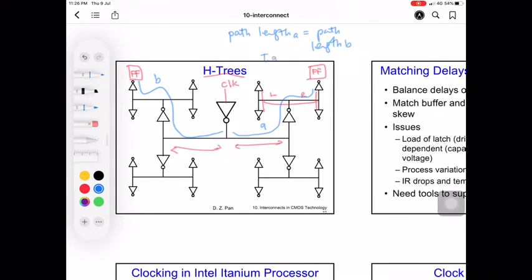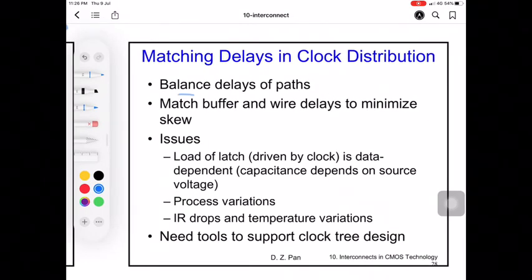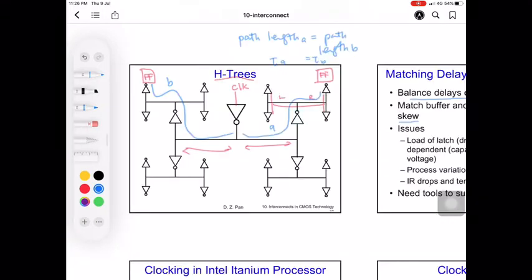So if you have equal delay, then you can avoid something known as the clock skew. This is known as the matching delay in clock distribution. You can balance the delay of the path, and therefore you can match the buffer and wire delays to minimize clock skew. Clock skew means when the clock doesn't arrive at the same time. So if you have different length, the clock will not reach at the same time.